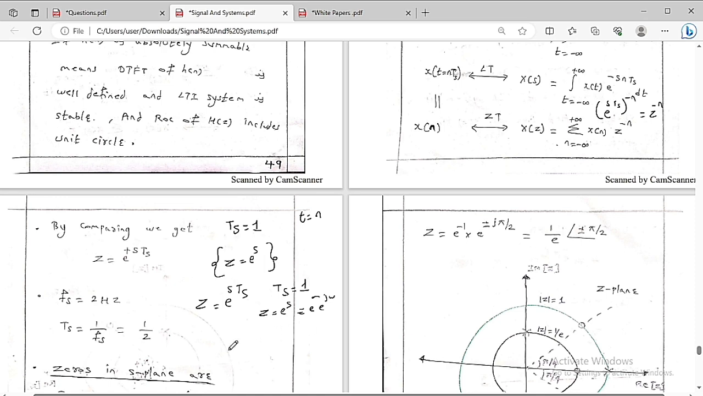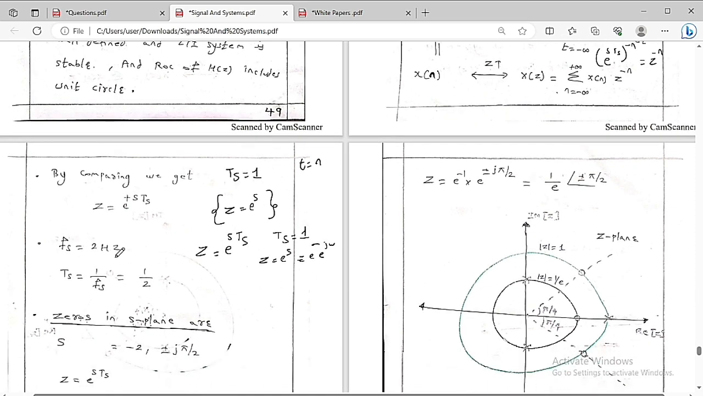So now, what is the sampling frequency? Sampling frequency is fs equals 2 hertz. And what is the sampling time interval? Ts is equal to 1 by fs, which is 1 by 2. Now the given sampling frequency is equal to 2 hertz. Now I want to find the sampling period. It is 1 by fs, which is 1 by 2.